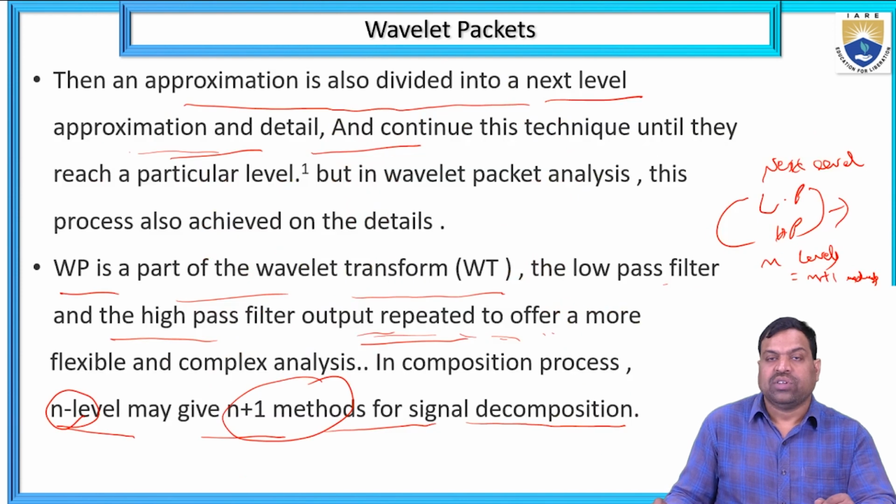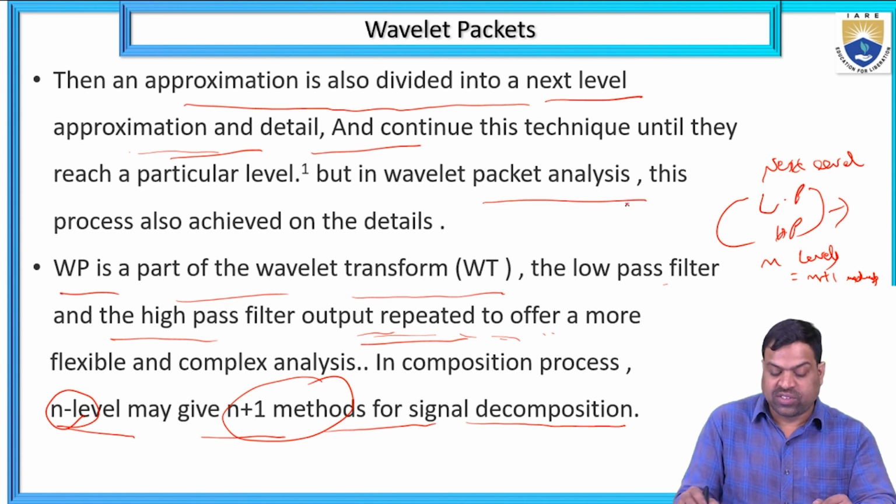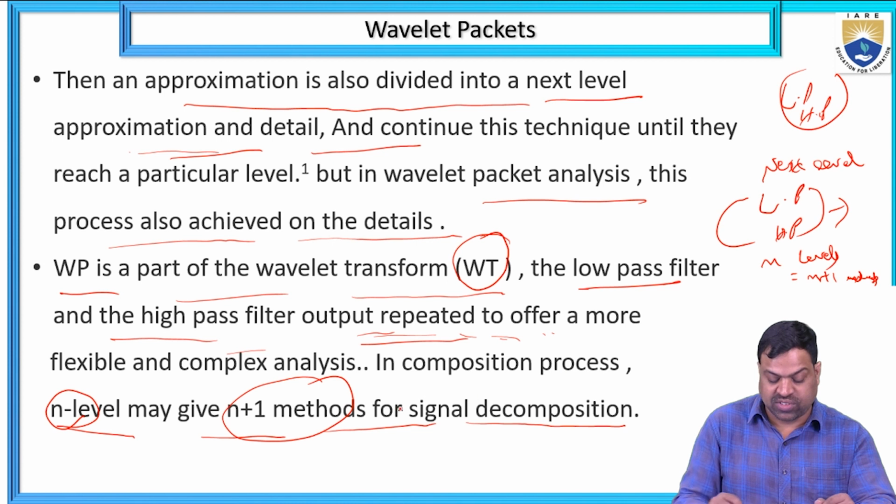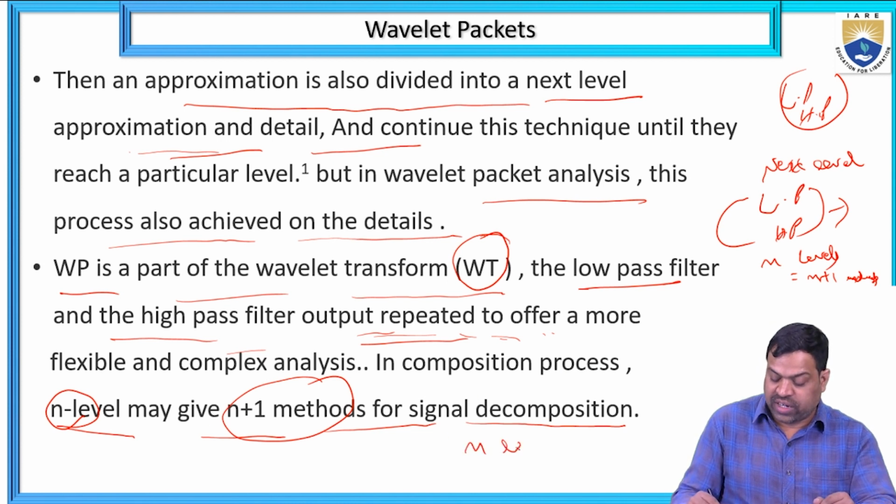Okay, so the approximation is divided into the next two levels of detail, continuing the technique until we reach a particular level. Wavelet packet analysis is the process of achieving the detail. So when we are going for the wavelet transform, the low pass filter and high pass filter are both used repeatedly for the flexibility of the complex process. When we are going for n levels, we need n+1 methods.